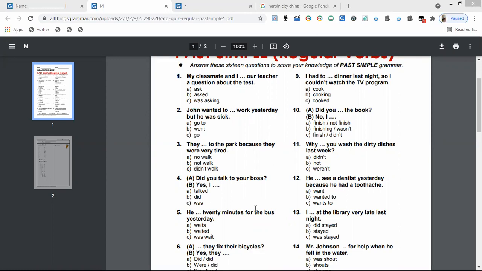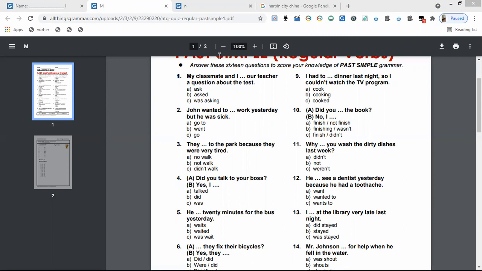Wait. Okay, that's okay. Buy, bought, bought. Okay, good. Yes.